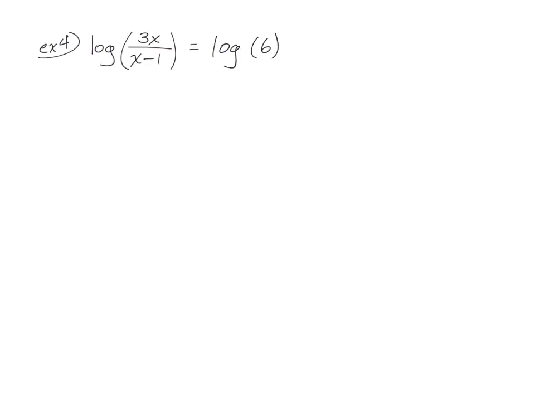All right, another example. This one is a favorite because we have fractions. Yes. Okay, so with this then, we can notice that each term here is a log term. There we go. And we have one log on the left and one log on the right, which means we can go ahead and set these arguments equal to each other. So we'll have 3x over x minus 1 equal to 6.